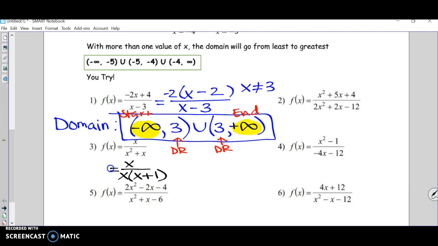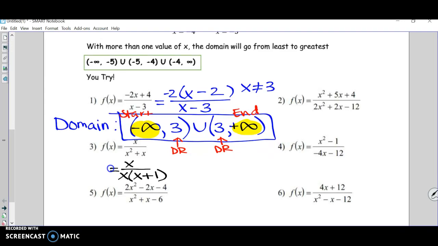X squared divided by x is x. X divided by x is 1. Anything divided by itself is 1. Okay? So how many domain restrictions do I have this time? 2, right?